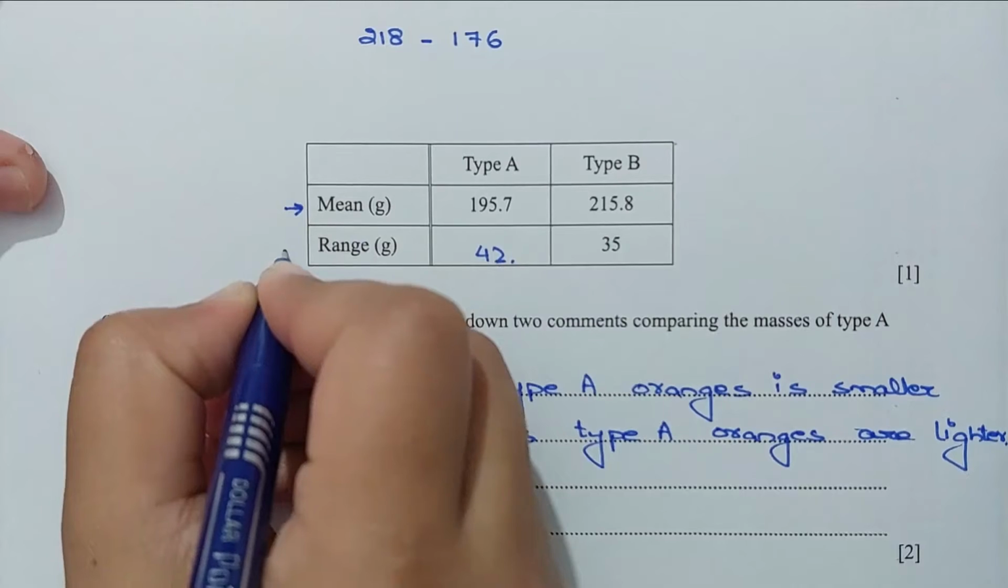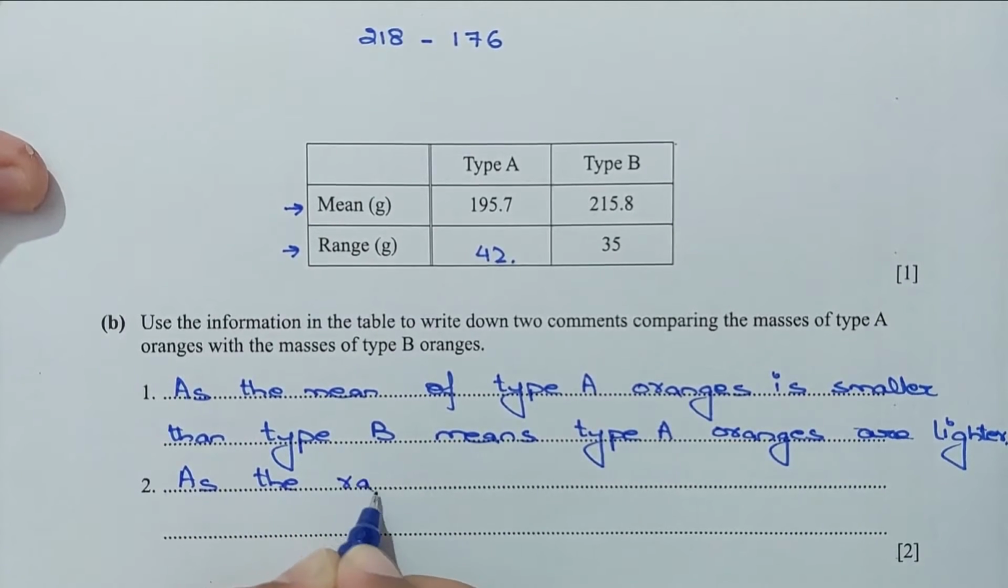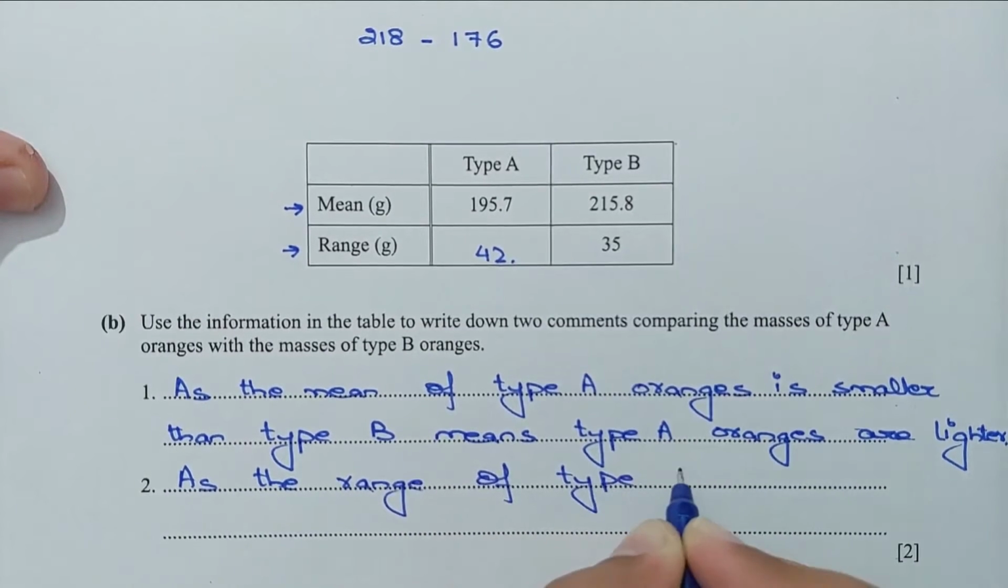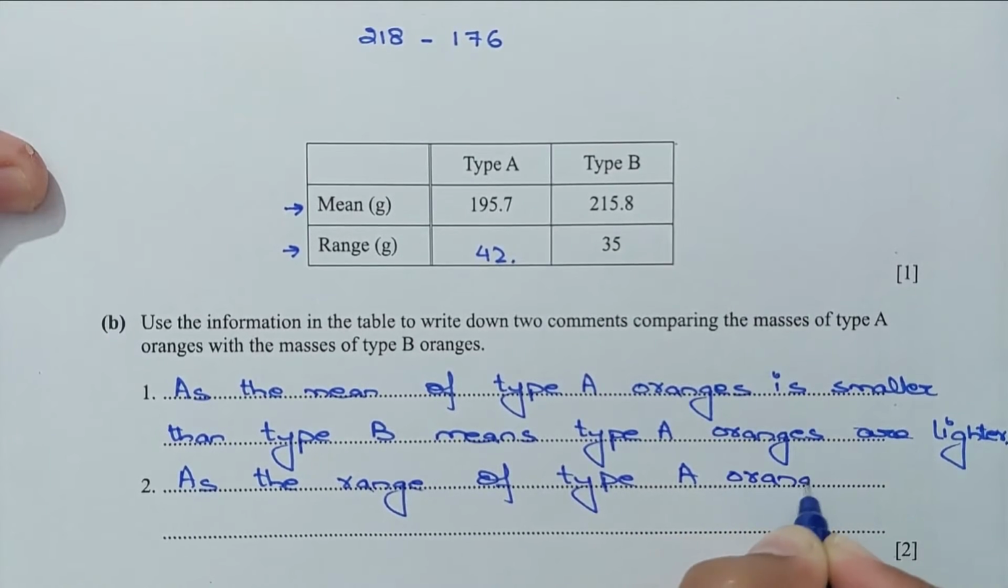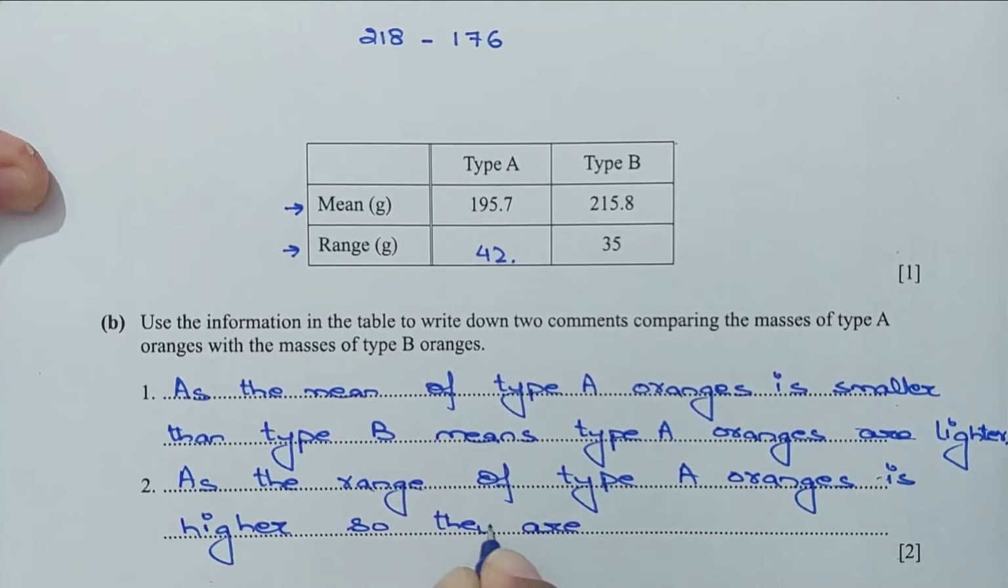Now let's make a second comment on the range. The range of type A is more and the range of type B is less. So the range is more, it means the type A oranges are less consistent. As the range of type A oranges is higher, so they are less consistent.